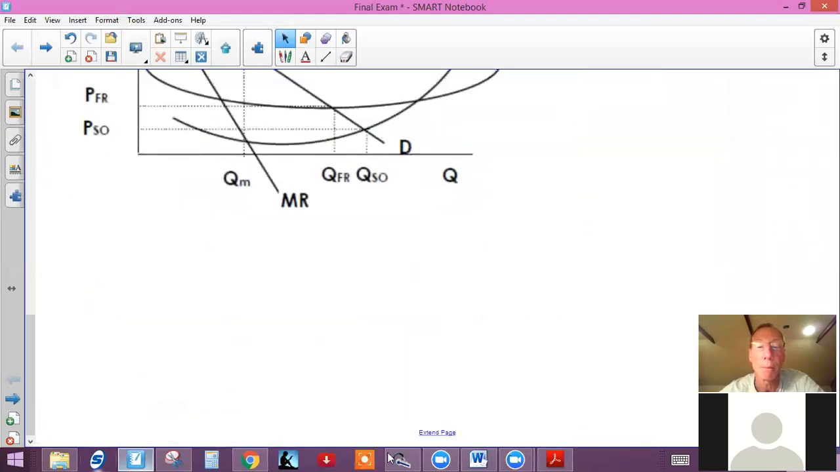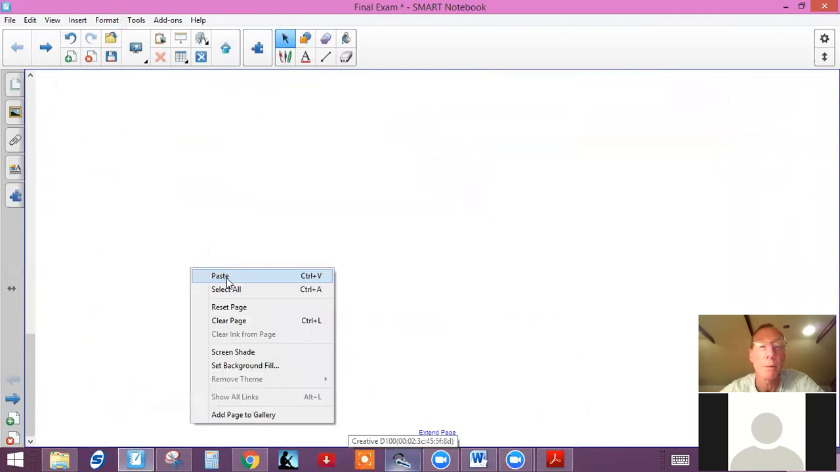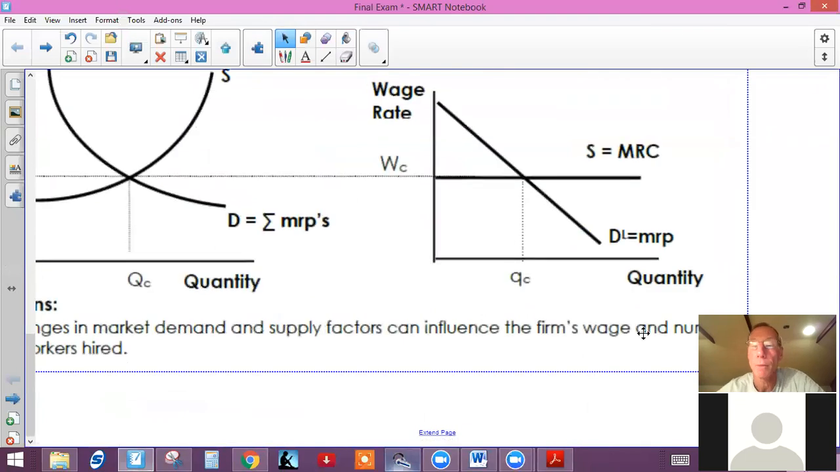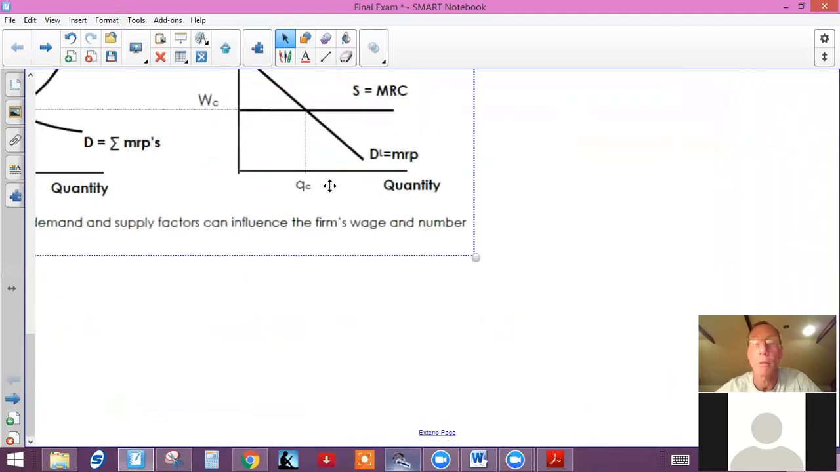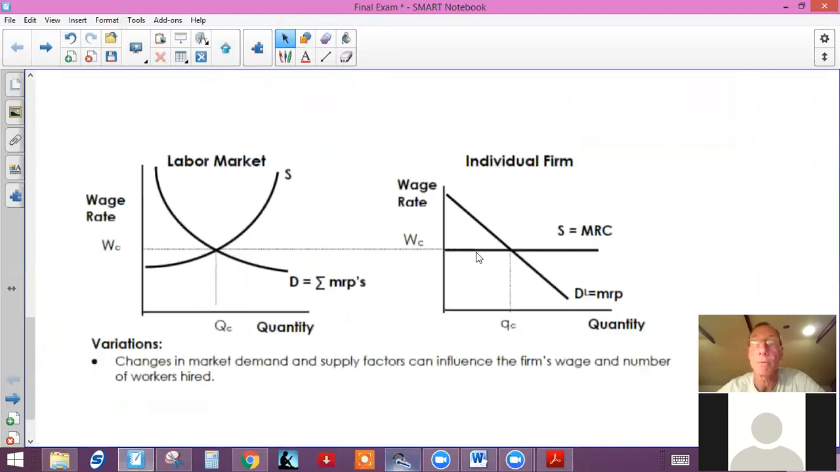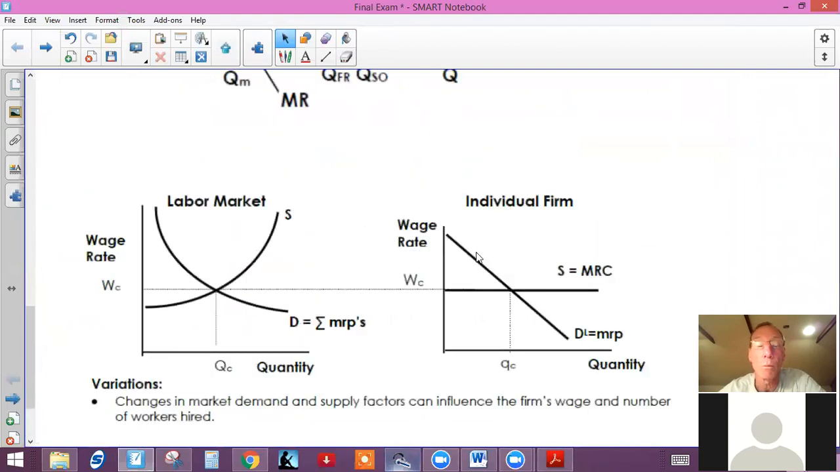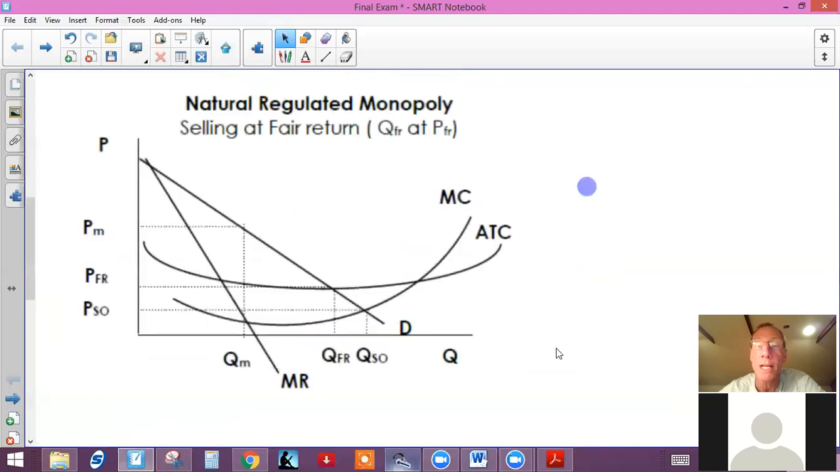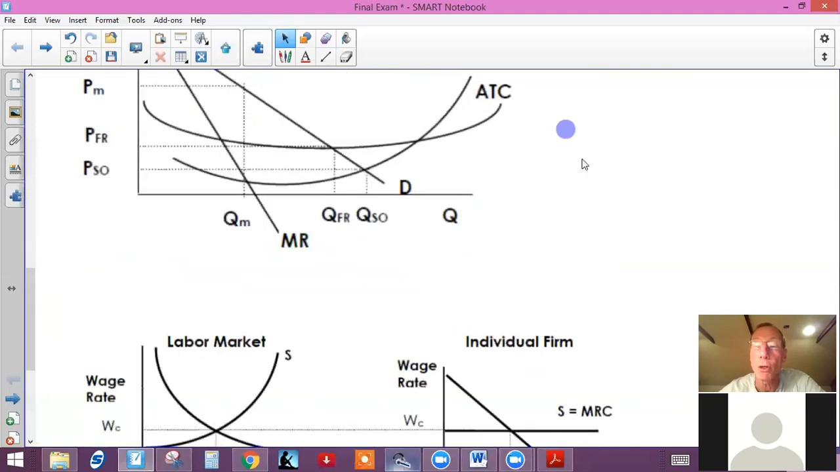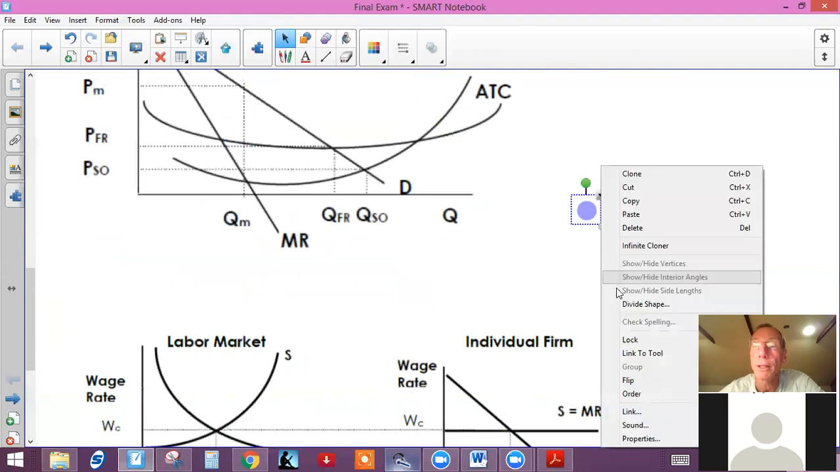Okay, so if I put this guy right here, not quite so large. Okay, so now we can see that where a firm is going to hire is where marginal revenue cost, which in this case is the wage, is equal to marginal revenue product, right? This point right here.